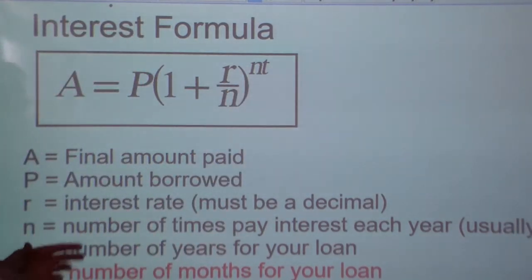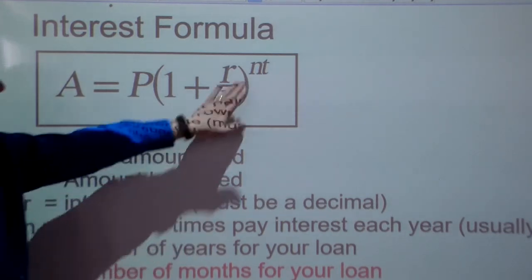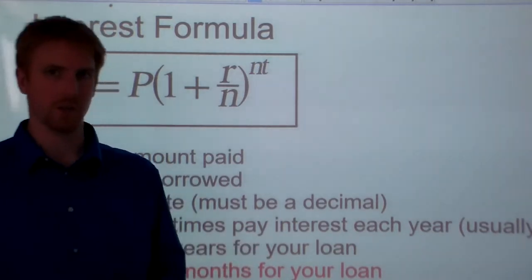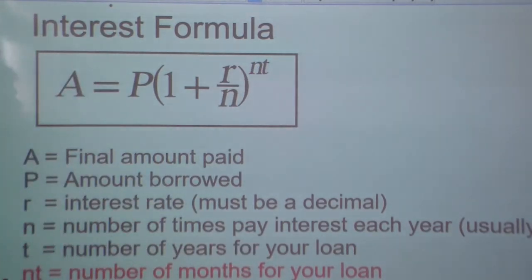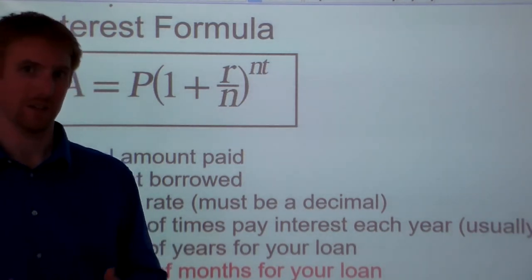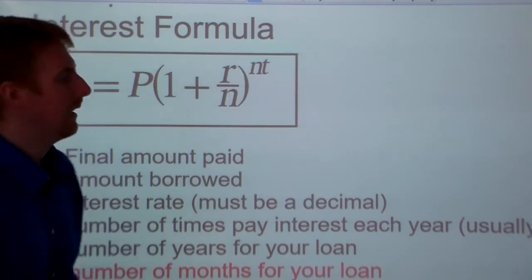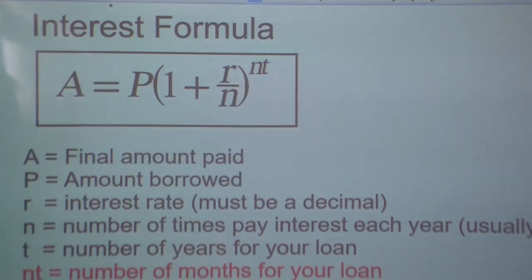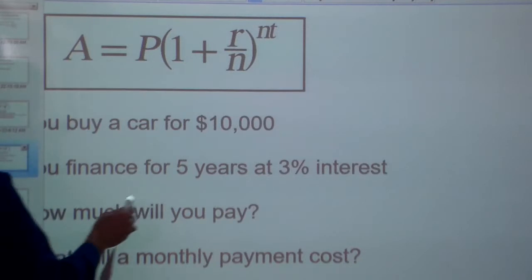So a shortcut that will help you on some of these problems we're going to do: when you see N times T up there as a power, that's the number of months that you're paying on your loan. So if I tell you how many months you're going to finance something, which a lot of financing plans tell you, the number of months, not the number of years, you can just put the number of months right there. That's a shortcut. You don't have to do that, but it might be helpful to you. So let's come back to that question and see if we can figure it out.